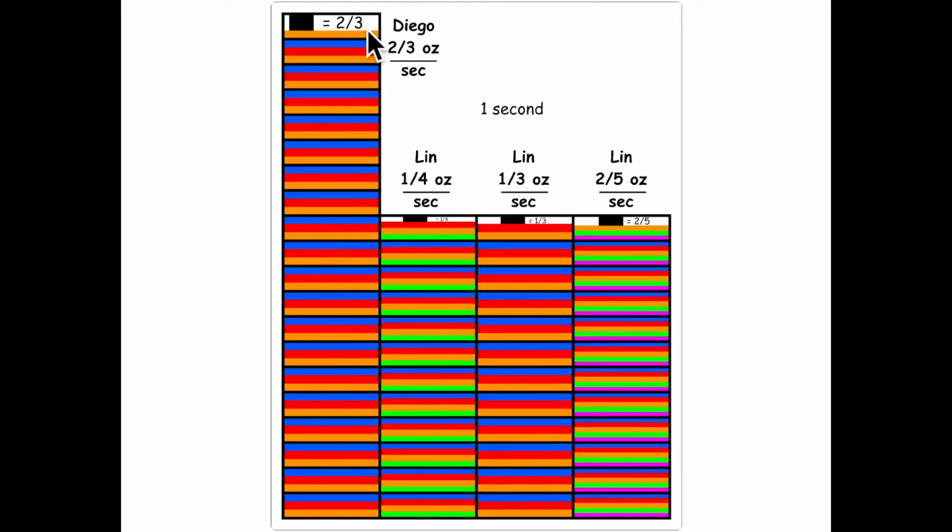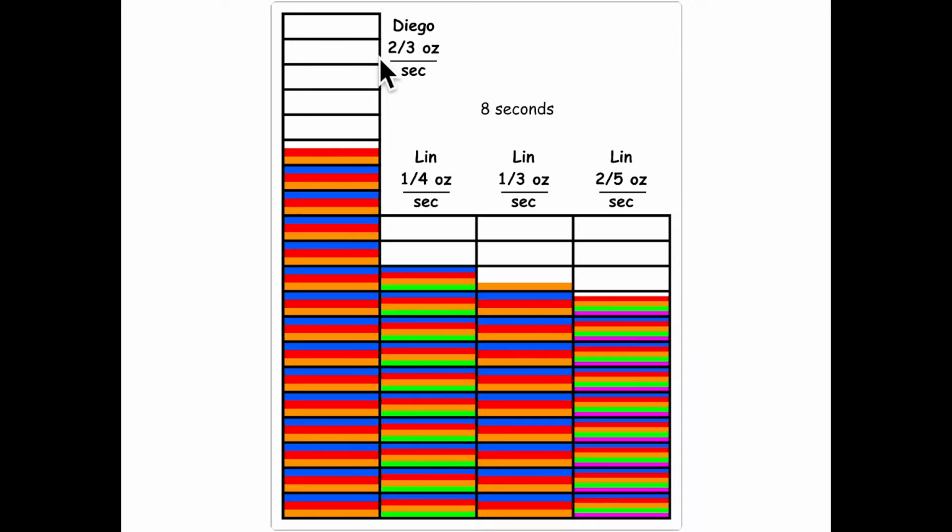So the net gain that Diego moves towards Lynn for each second is that difference, 2/3 of an ounce minus 1/4 of an ounce. So Diego is moving ahead 2/3 of an ounce and losing 1/4 of an ounce for each second. So plus 2/3 minus 1/4, plus 2/3 minus 1/4.